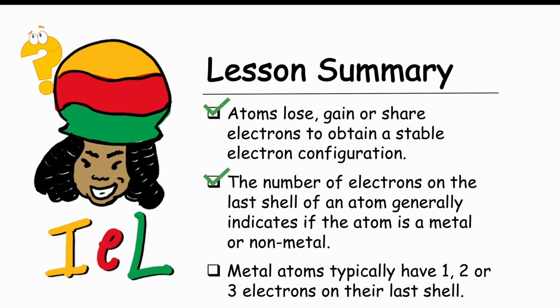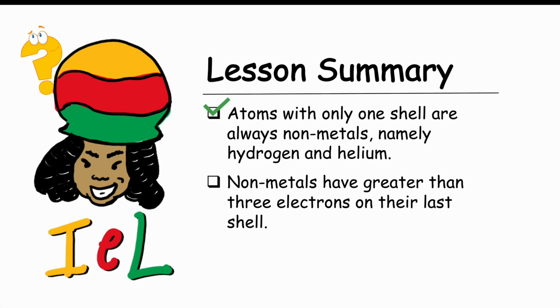The number of electrons on the last shell of an atom generally indicates if the atom is a metal or nonmetal. Metal atoms typically have 1, 2, or 3 electrons on their last shell. Atoms with only 1 shell are always nonmetals, namely hydrogen and helium. Nonmetals have greater than 3 electrons on their last shell.